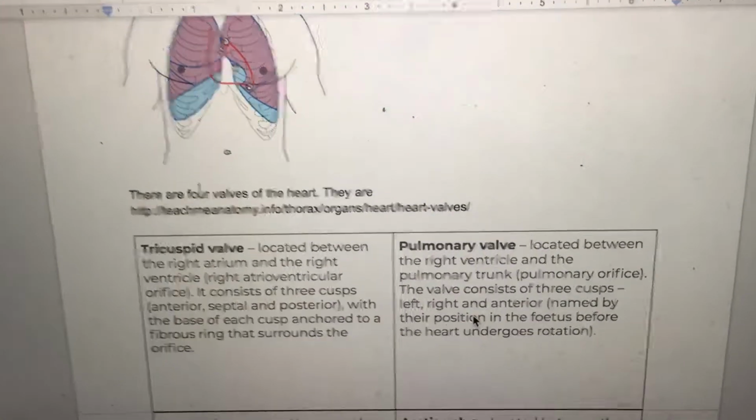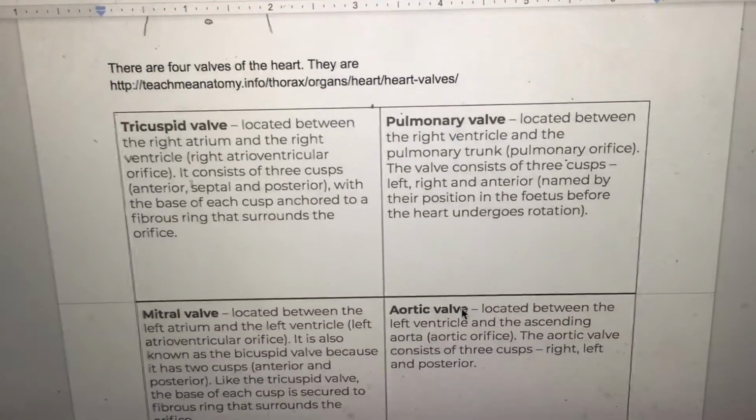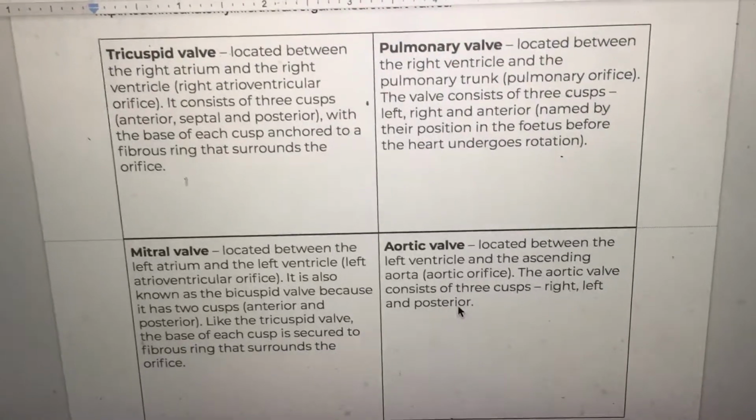There are 4 valves of the heart. They are tricuspid valve, mitral valve, pulmonary valve, aortic valve.